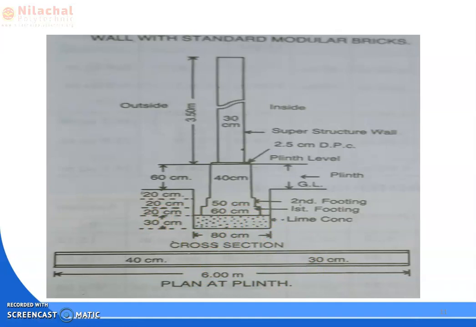by representing the single wall. Okay. Here the length is 6 meter for all sections: lime concrete, first footing, second footing, plinth, then brickwork. For all we consider the length as 6 meter. Only the breadth and thickness vary. Okay. So first of all, here is provided the plan of a single wall. Then here the length of 6 meter is provided. Okay. Then the plinth distance of 40 centimeter is provided, and the wall thickness of 30 centimeter is provided.